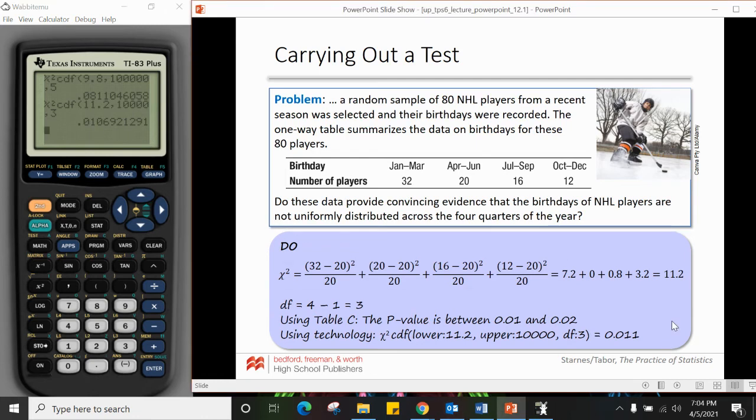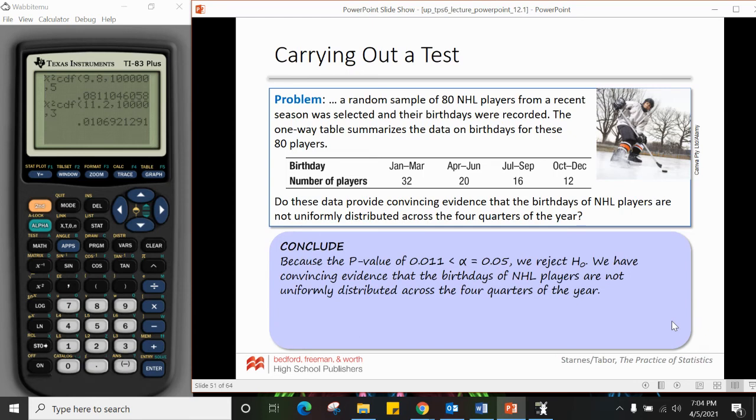All right. And then we finish up with the conclude. It's going to be very similar to before, but because our p-val of 0.011 is less than alpha, which is 0.05, we reject H naught. We have convincing evidence that the birthdays of NHL players are not uniformly distributed across the 4 quarters of the year.